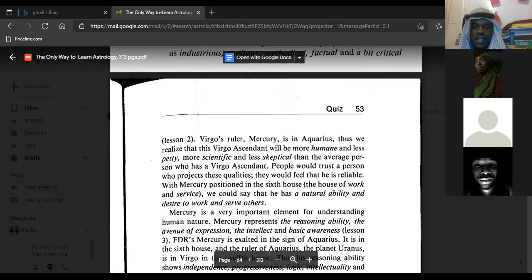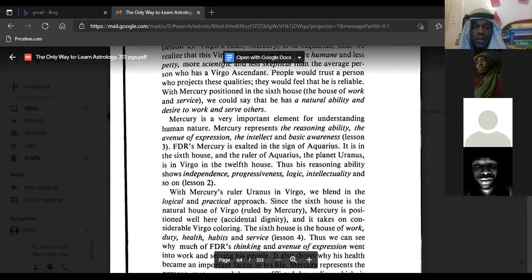With Mercury positioned in the 6th house, the house of work and service, we could say that he has a natural ability and desire to work and serve others. Mercury is a very important element for understanding human nature. Mercury represents the reasoning ability, the avenue of expression, the intellect, and basic awareness. See lesson 3. FDR's Mercury is exalted in the sign of Aquarius. It is in the 6th house. And the ruler of Aquarius, the planet Uranus, is in Virgo in the 12th house. Thus, his reasoning ability shows independence, progressiveness, logic, intellectuality, and so on. See lesson 2.